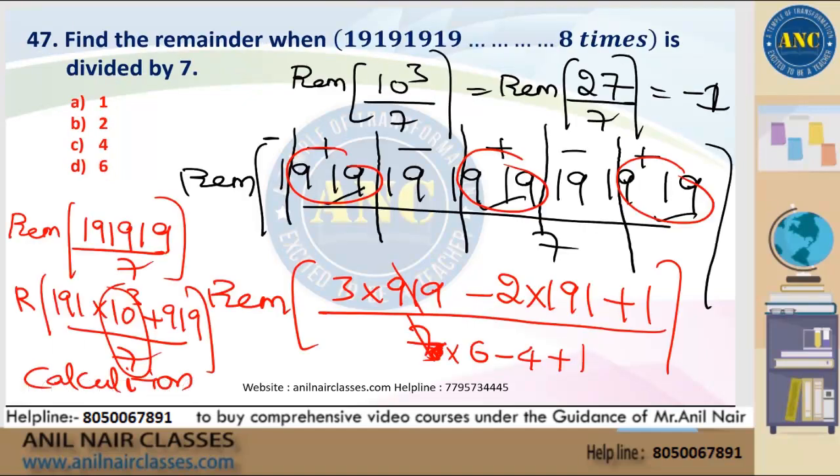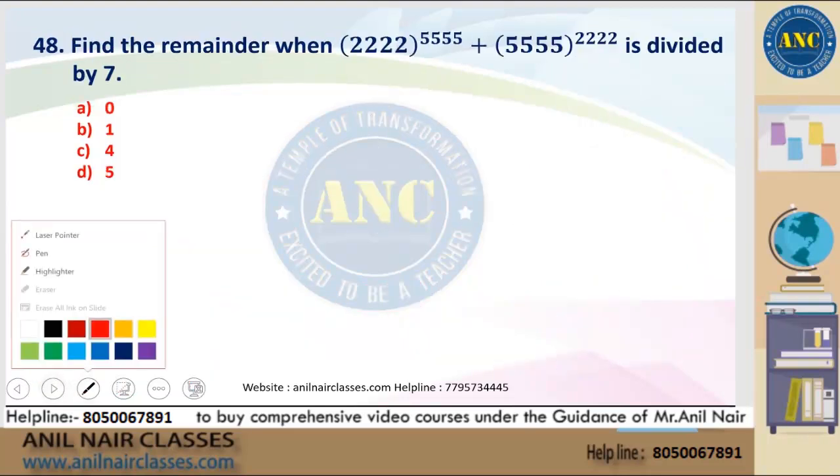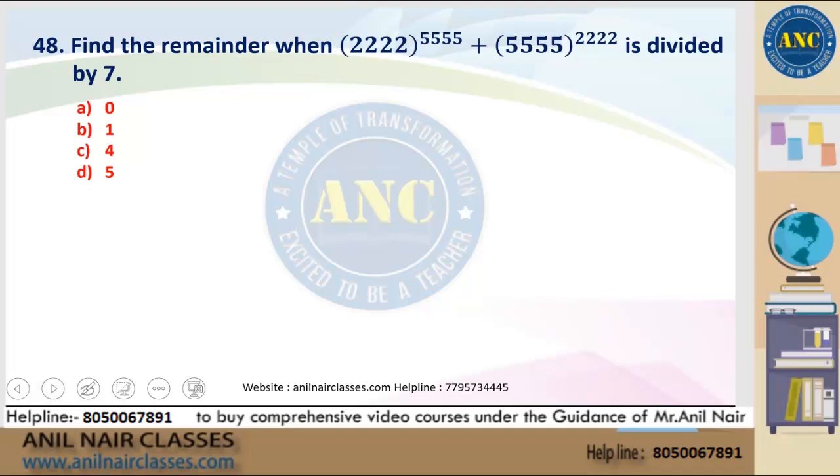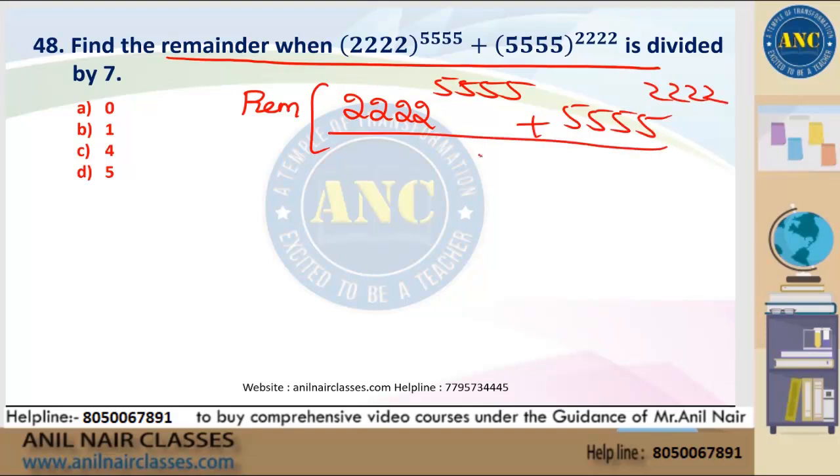Idea clear? Right, 47th, 48th. What is 48th? Remainder when 2222 is divided by 7. We have already done it in the morning class. 4 2's power 4 5's plus 4 5's power 4 2's divided by 7. Now see here.